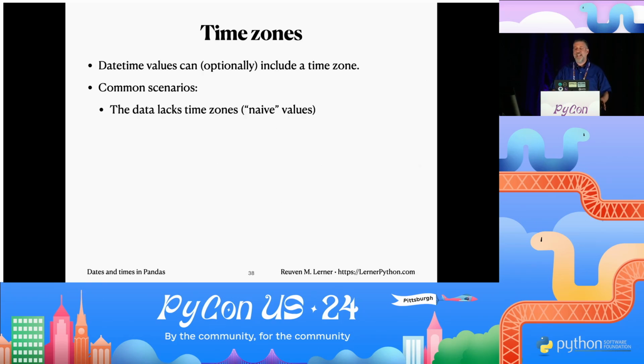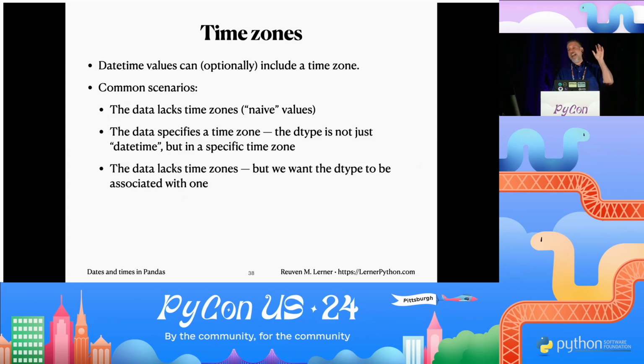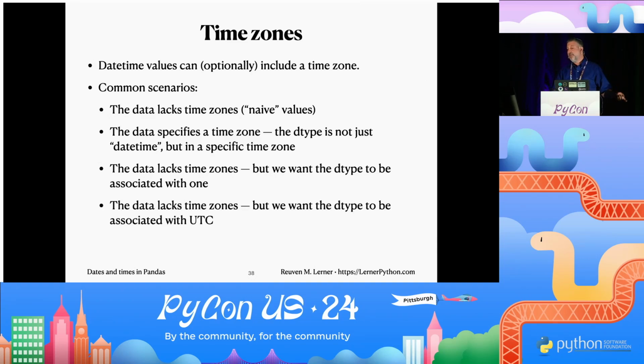Well, we can have naive time, meaning no time zones. We can have the data specify the time zone, and then we want to have that time zone in our values. The data does not have time zones, but we want to give it a time zone. The data lacks time zones, but we want to give it a specific time zone, UTC. And then, what if every single record has a time zone, a different one? So let's go through a few of these scenarios.